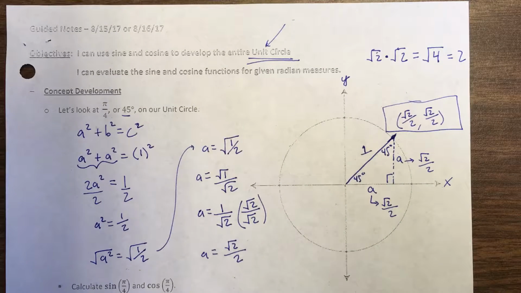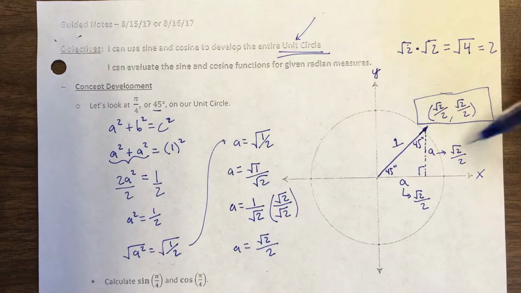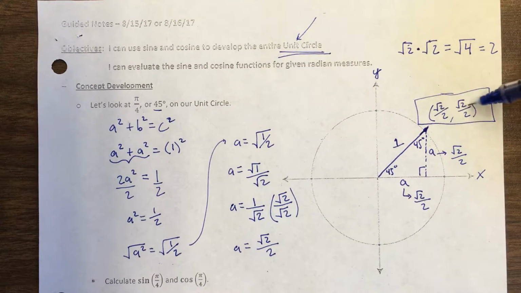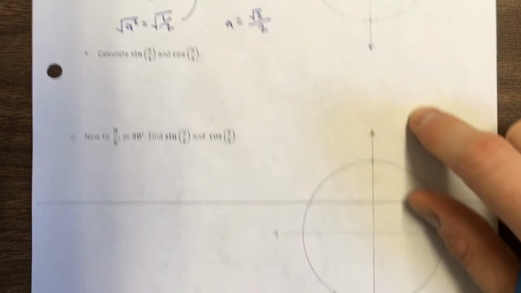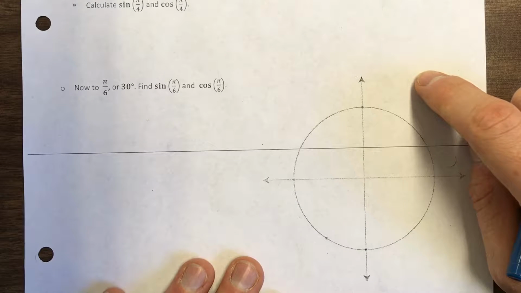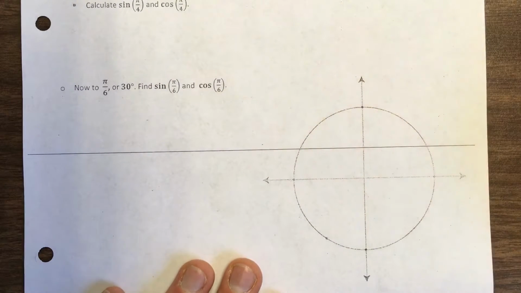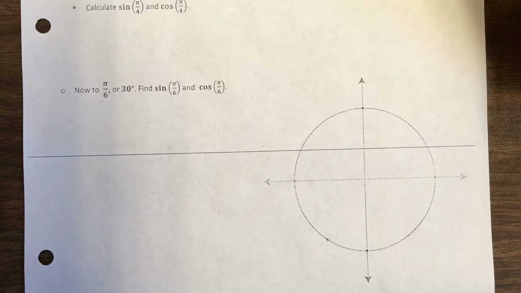This video is the second video for developing the unit circle. In the first video, we worked through how to get these ordered pairs using Pythagorean theorem, solving for A, and ultimately getting these two coordinates. Now, in this video, we're not going to use Pythagorean theorem so much, but we are going to see, hopefully, a relationship of what's going on with the triangles and the radian measurements.